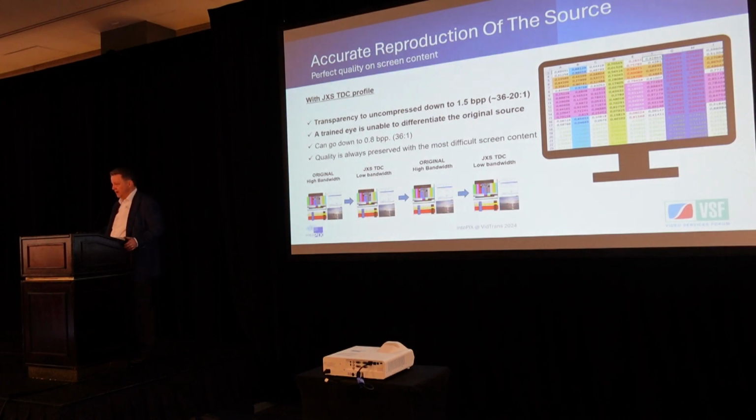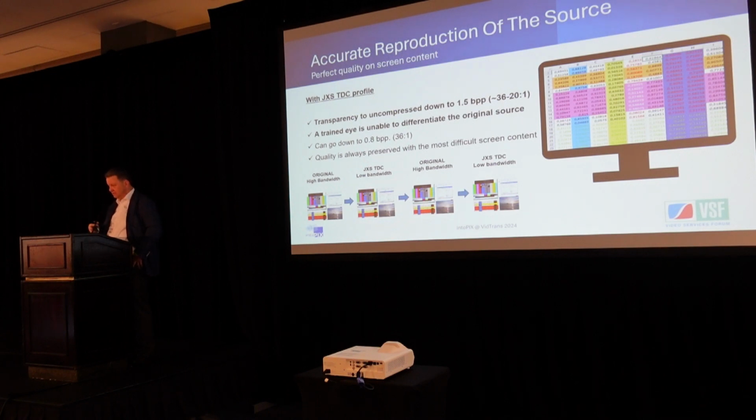Now with the TDC profile, same thing, you get that same sort of transparency where you can't see any difference down to about 1.5 bits per pixel. So this is really where you're getting that 50% gain. Instead of 3 bits per pixel, now it's down to 1.5 bits per pixel. And that's anywhere from 20 to 36-to-1 kind of compression ratios on that static content.